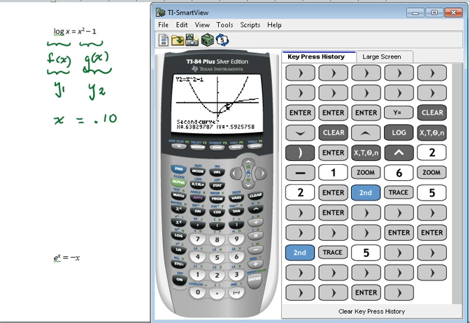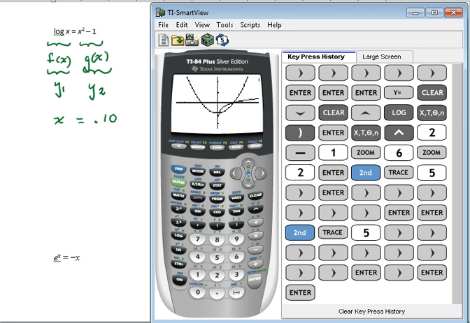I'm going to move maybe 1 space to the right there. I'll hit enter and hit enter again. And this time we have the intersection point is exactly at 1, 0, and we'll explore that. So when x equals 1.